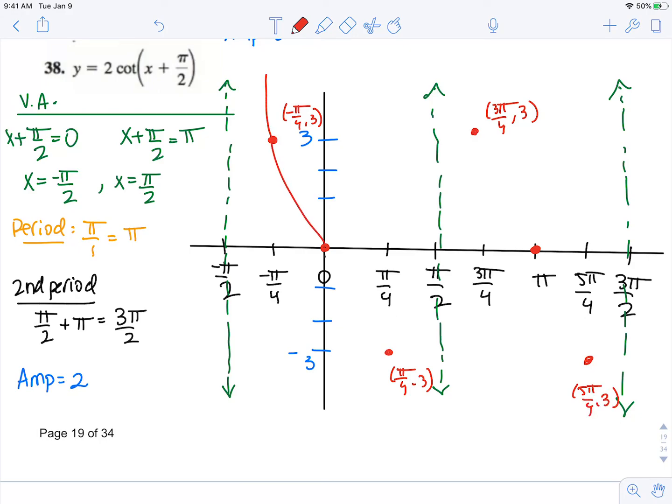And here is my cotangent curve, which will never cross my vertical asymptote.